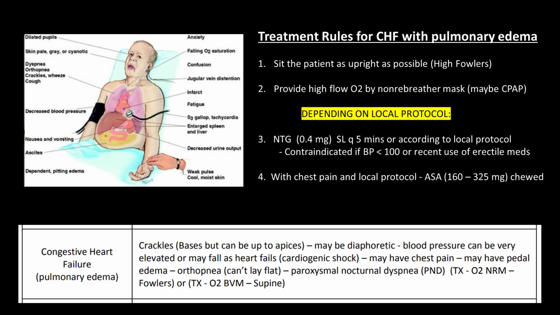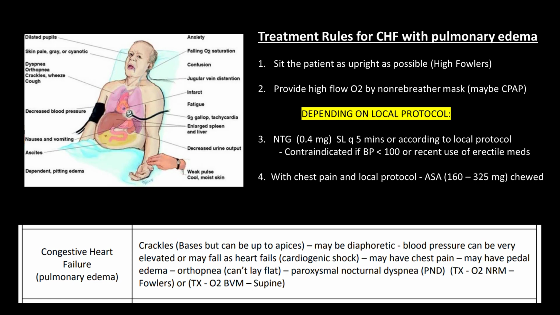It's important to begin treatment for your congestive heart failure patient quickly. Put the patient in a position of comfort, which for them will be sitting as high up as they can. They may even want to take their feet and put their feet on the floor of the stretcher so that they can sit further up. Give the patient high flow O2 by a non-rebreather mask, and if local protocols allow, you could use CPAP, continuous positive airway pressure mask, which is very effective in pulmonary edema.